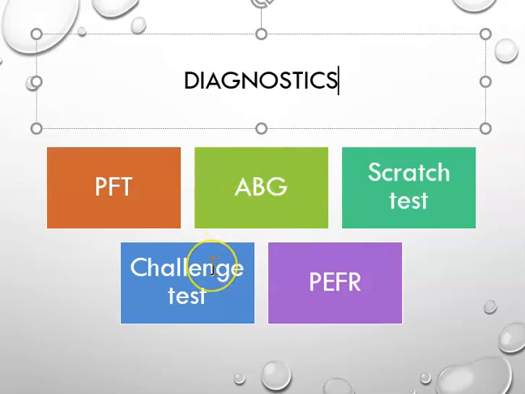A challenge test, that's a bronchial provocation test that uses an inhaled substance such as methacholine or a histamine with a PFT, so it's done concurrently to determine the diagnosis of asthma by detecting airway hypersensitivity.